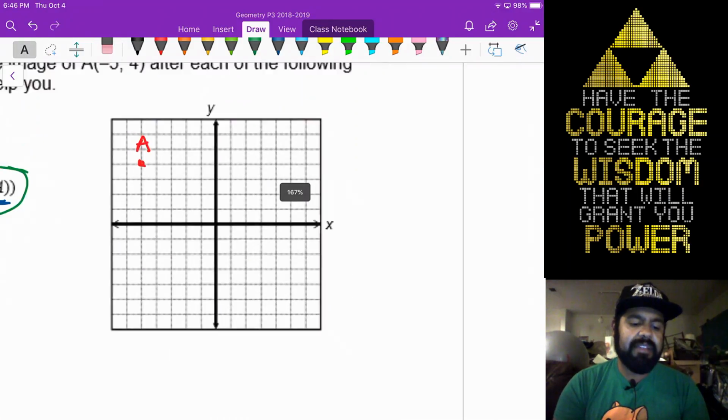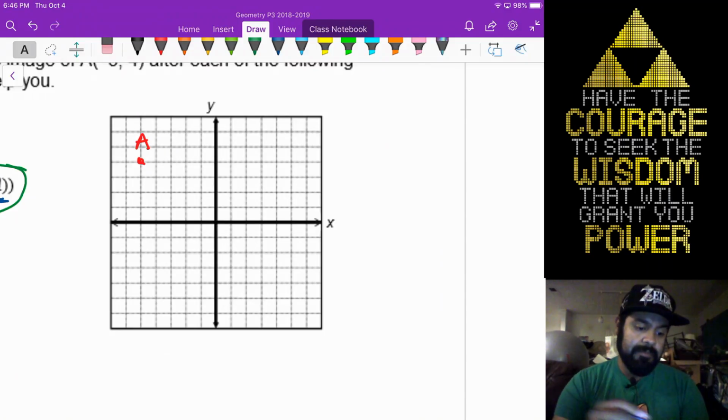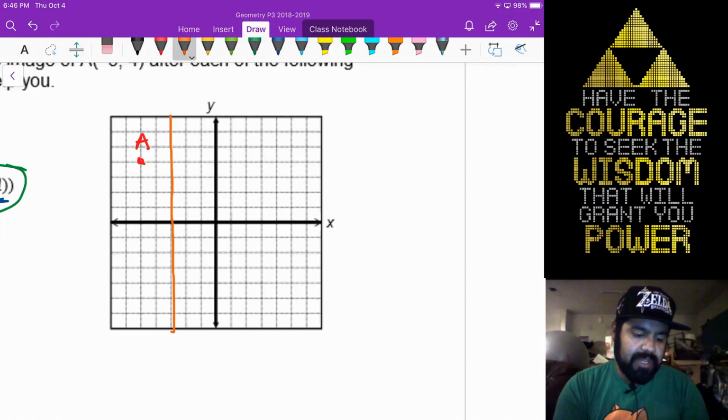So x equals negative 3. Again, you have to remember, if it says x equals, it has to go through the x-axis, so it's going up and down. So 1, 2, 3, there's my line. So I'm going to hop over there. I'm going to go 1, 2, 1, 2. So this right here is A prime.